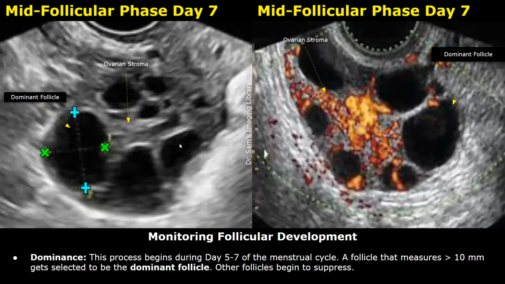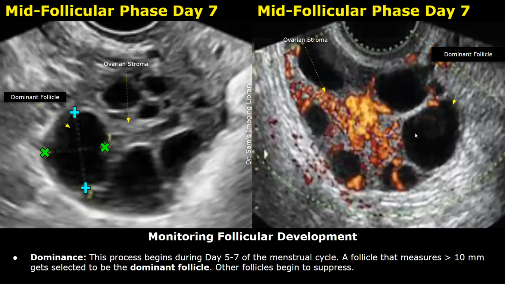During days 5 to 7, the process of dominance begins. At this stage, the follicle that measures greater than 10 millimeters gets selected to be the dominant follicle. You will start to notice larger follicles. One follicle will be the largest one and is most likely to be the dominant follicle. In this image, this follicle is the largest, and in this image, this follicle is the largest.